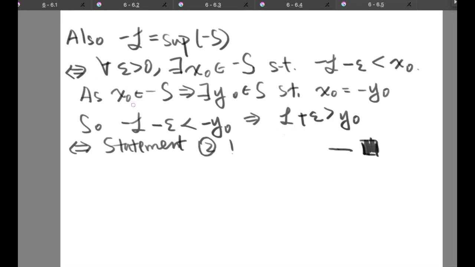As x naught is inside negative S, there is a y naught inside S such that x naught is equal to negative y naught. This is because negative S is just taking the elements of S with the negative sign. Therefore we get that it is equivalent to negative L minus epsilon smaller than negative y naught. If we put everything back in position, we get that L plus epsilon should be greater than y naught, and this is essentially our statement 2.